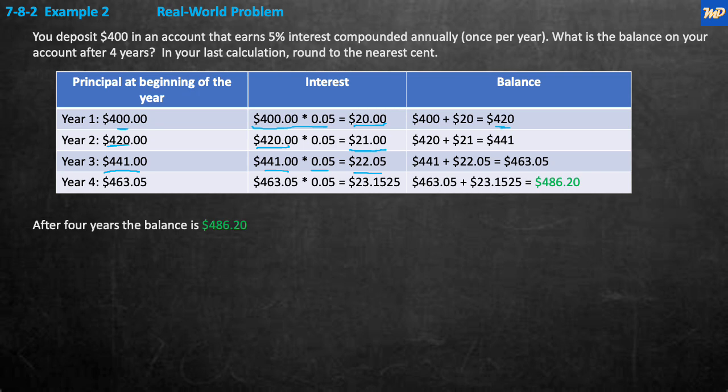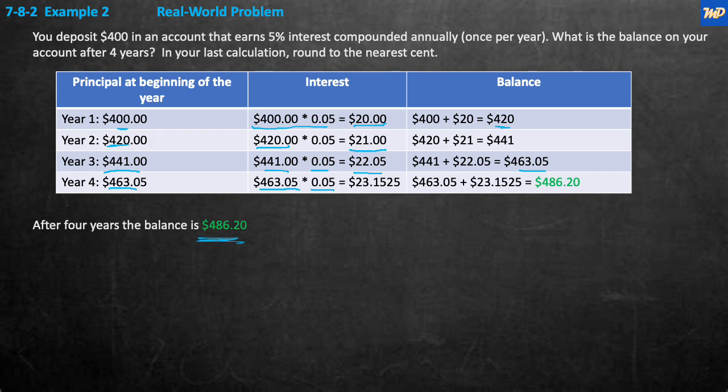So when you add that all together, you're going to get $463.05. $463.05 is already in the account for the beginning of the fourth year. And you have another 5% times, this time, $463.05. And when that's all said and done, you get 463.05 plus 23.1525. See, the decimal is getting longer because of all this multiplying of fractional numbers. Well, when you round that to cents, that's going to round to $486.20.